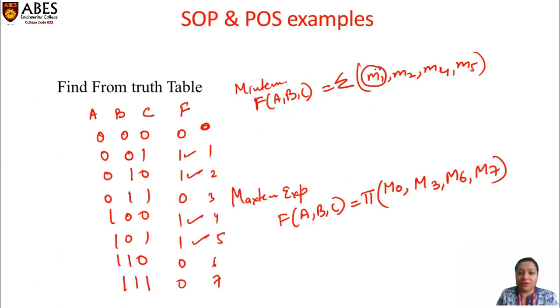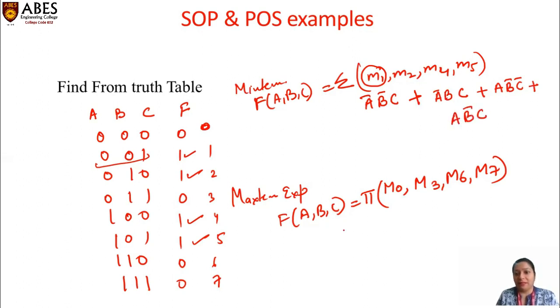Suppose that we have to convert this M1. M1 can be written as A bar B bar C plus, as we are talking about sum of min terms, so we will place the symbol plus here. M2. M2 will be A bar B C. Similarly, M4. M4 will be A B bar C bar. And M5. M5 will be A B bar C.